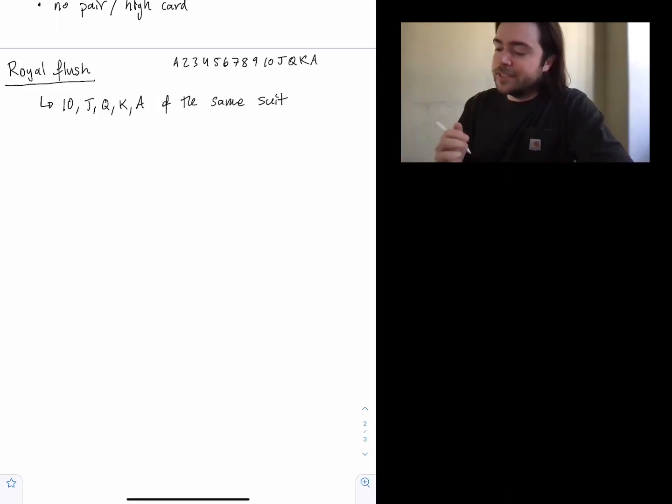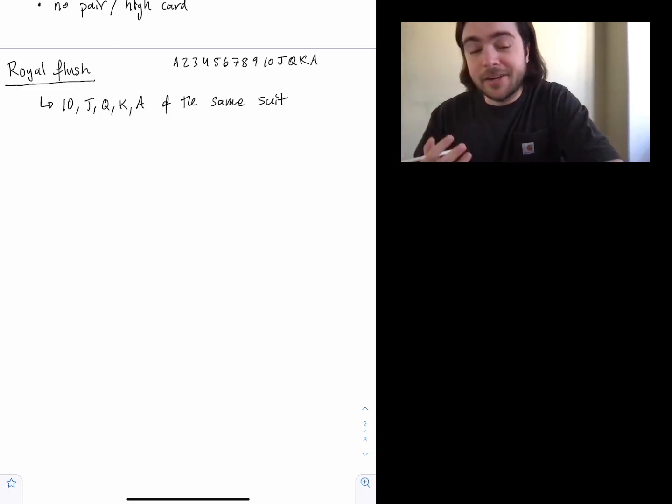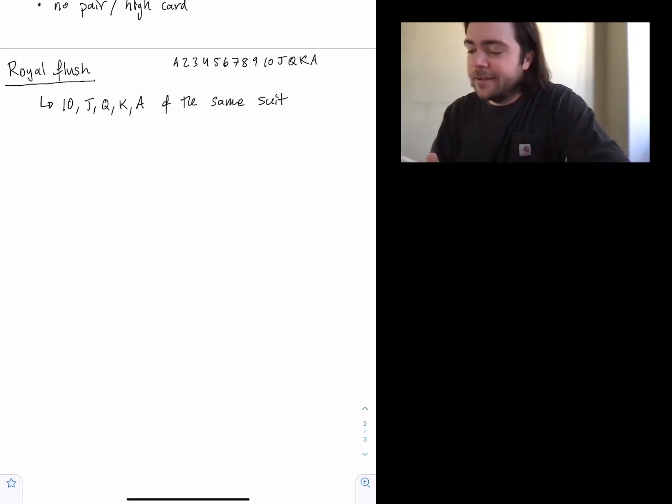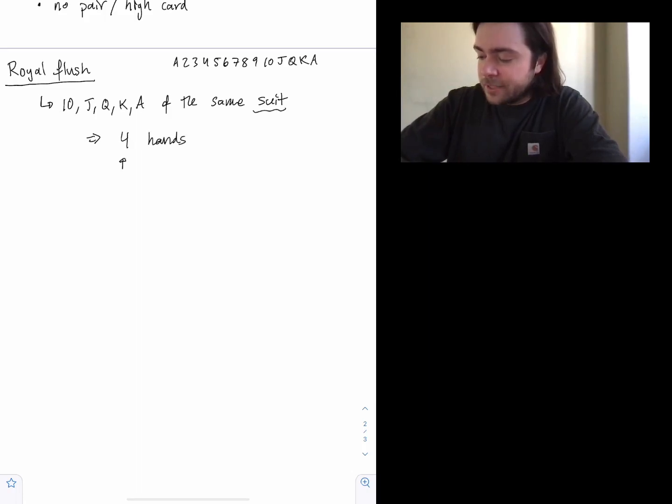Okay, so the royal flush is those 5 cards, all the same suit. How many possible 5-card hands are there that fall in this category? Well, what choices do we have? We don't have a choice about the values of the cards. They have to be those 5 values. The only thing we have a choice about is the suit. So there are just 4 hands simply because there are 4 suits.